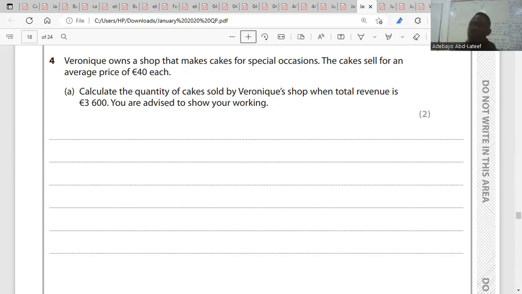Well, the first thing you have to do is, what is total revenue? Total revenue is price multiplied by quantity. So you say TR equals PQ. So if TR equals PQ, what is our TR? TR is 3,600. P is 40, Q is unknown. 40 multiplied by Q gives us 40Q. So you make Q the subject by dividing both sides by 40. So 3,600 divided by 40 equals 40Q divided by 40. So Q is now the subject. So 3,600 divided by 40 is 90. So 90 cakes we are making.